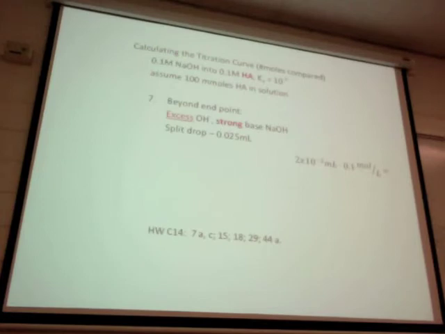So after you exceed the endpoint, when you're determining x, it's pOH that you're determining at that point, right? So then you have to go reverse to get pH. Is that right? That's correct. Because your titration curve is pH versus the volume of titrant added.